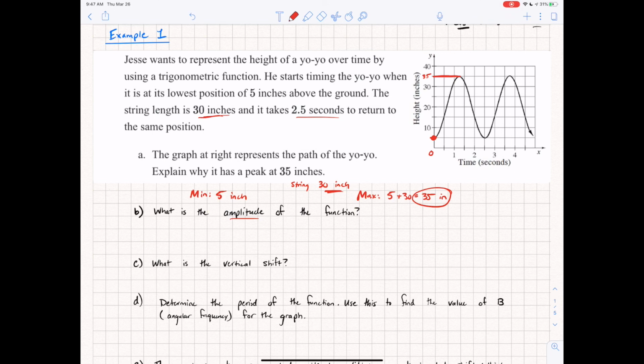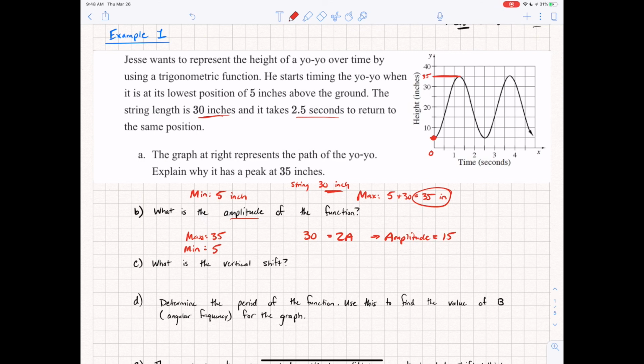So for example here, if I find my max, which is 35, and I find my min, which is 5, that means that the difference between these two, in this case 30, has to be equal to twice my amplitude. So this is telling me that my amplitude, my A value here, has to be 15. Units would be 15 inches.